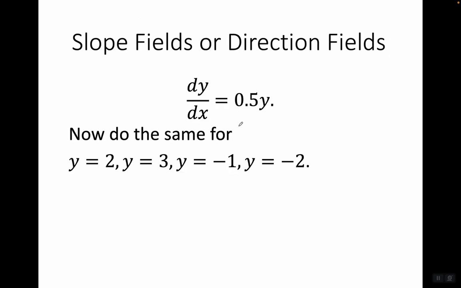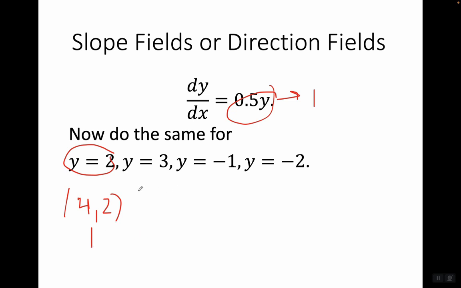Now let's do the same for y equals 2, y equals 3, y equals -1, y equals -2. So when y equals 2, if we just randomly pick a point where y equals 2, let's say (4, 2), I'm just making that up. Since y is 2, we know the derivative is going to be 0.5y, in other words, 0.5 times 2, or 1. So at this point, the derivative is going to be 1. In fact, the derivative is going to be 1 at all of the points where y is 2.